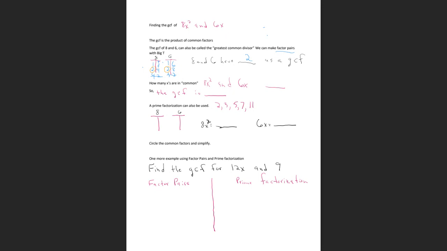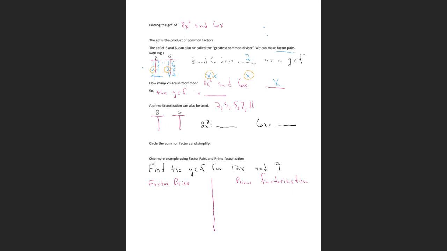Now, how many x's are in common with 8x squared and 6x? So remember, x squared really means x times x. And we have an x here. So again, how many do we have in common? Notice how we have an x here, and we have an x here, but that's all we have in common, just 1x. So when it comes to 8x squared and 6x, we just have 1x in common. So it's actually the fewest in common in that sense. It's actually not 2, but 1, if you will.